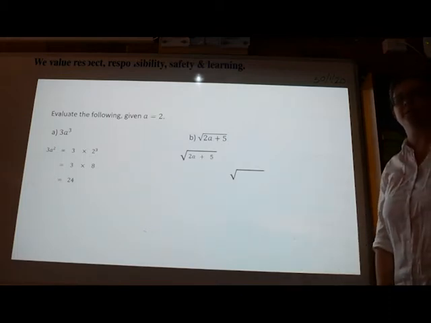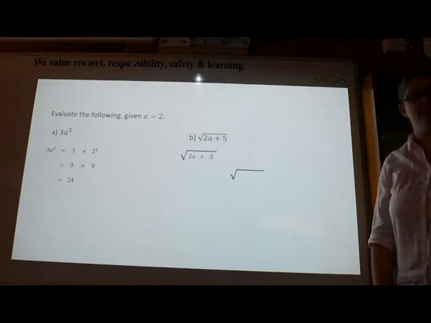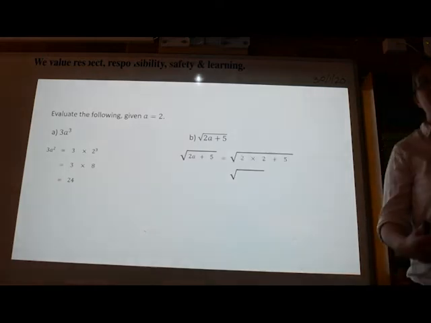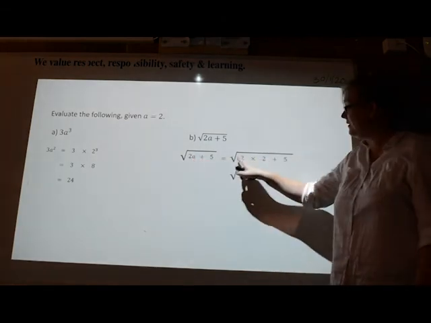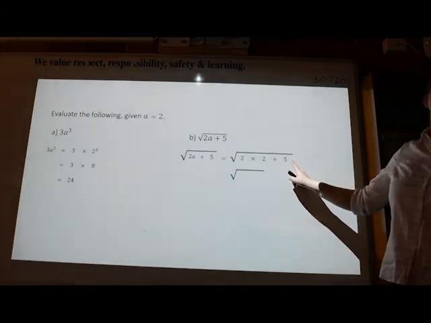Makes a bit of sense, doesn't it? Hopefully it makes sense. It's the exact same process. When we substitute in, it's only the a that changes. We've got 2 lots of the a, so it's 2 times 2 plus 5.